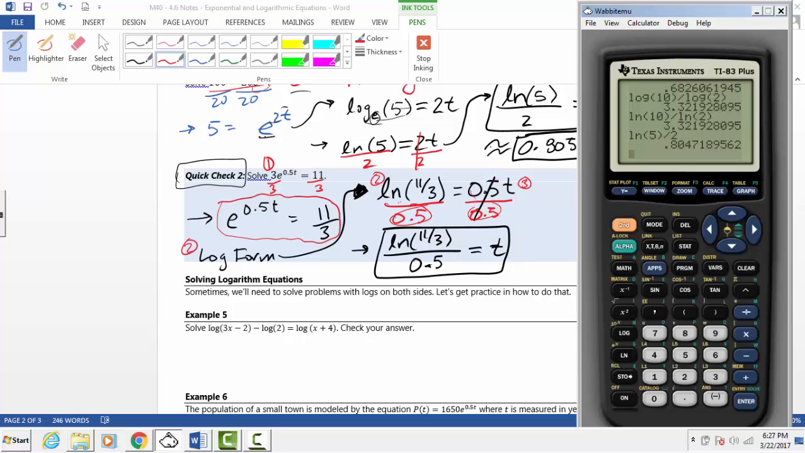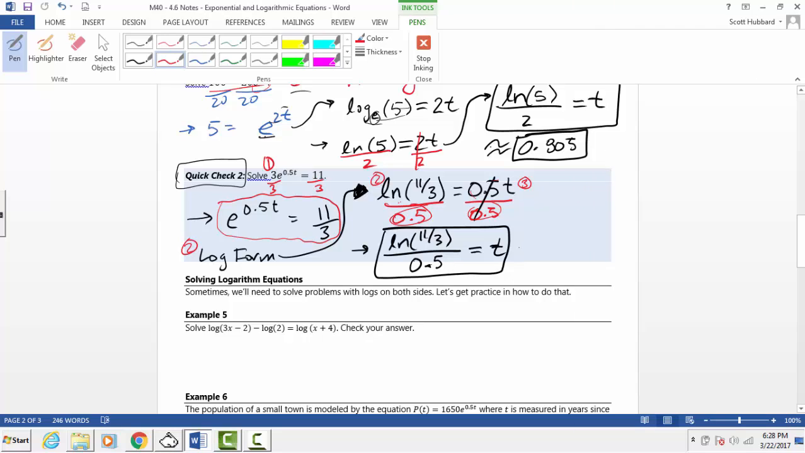Now, just again to get a feeling for what these numbers look like, divided by 3, and then make sure you close the parentheses, and then divide by 0.5. And you get 2.598. I'll just call it 2.6.